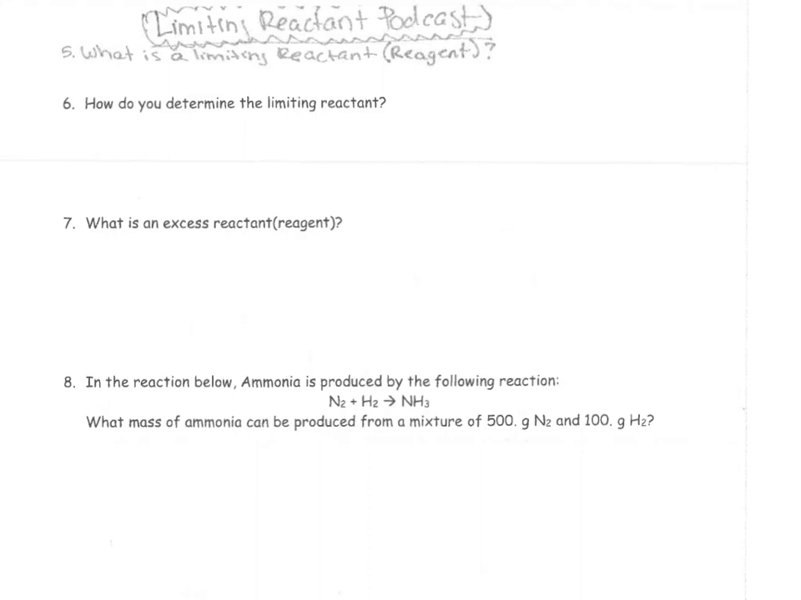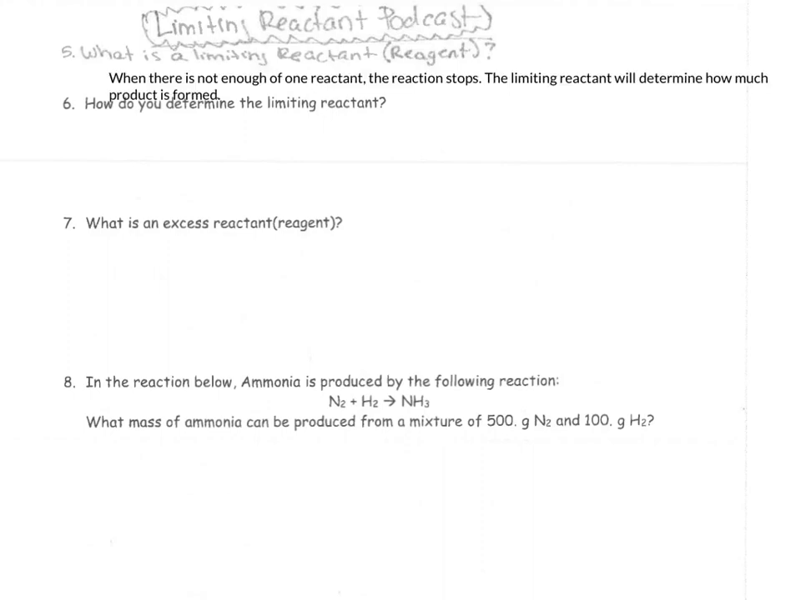Alrighty, determining limiting reagents or limiting reactants. What is a limiting reactant? In a reaction, if there is not enough of one reactant versus the other, the reaction is going to stop. It's going to stop completely. And then the one that is limiting, the one that is in the least supply, will run out. And that will determine how much product you will make.